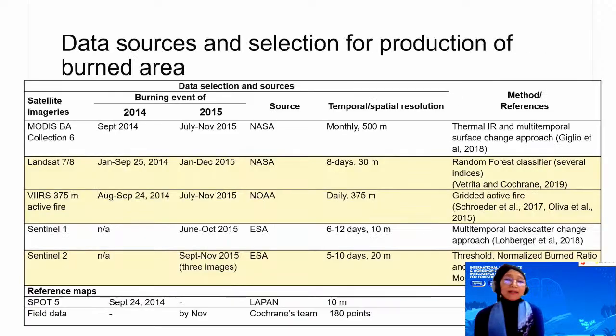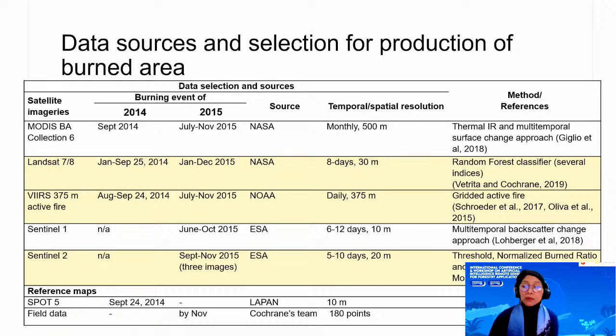Now, here are the data sources and the selection for production of burn area. We use various methods, from a simple approach to the more complex approach using random forest model. We heard this morning that there is no single method that is the best one. So I use various methods. The shaded row shows the burn map we derive by ourselves, while the other two were available products, MODIS and Sentinel-1. For 2014 accuracy assessment, we use SPOT 5 images as our reference, provided by LAPAN.